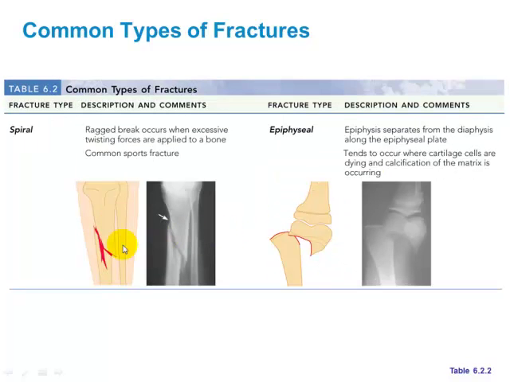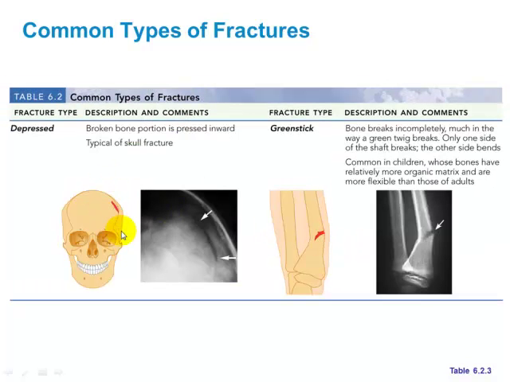This is a spiral fracture. This is that common sports injury. You can see that it's broken in several planes across. This would be an epiphyseal break. The break actually goes up and into the epiphyseal line. This can be problematic because as healing is occurring, we're not going to see growth occurring properly.